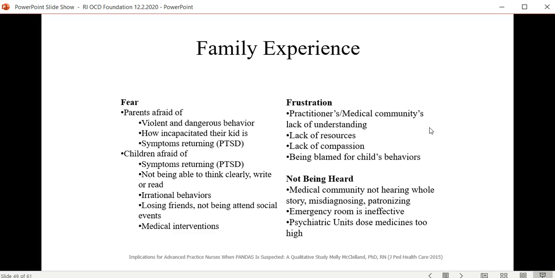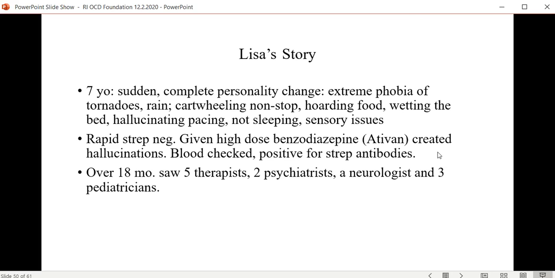But one kid had to stop. He had worried so much about his mother's whereabouts that as he ran down the field, he had to stop and find her visually on the sidelines, and he couldn't continue to play football. As practitioners, very few of us treat this disorder. You're being blamed by them. Mothers get told it's your anxiety, go home and behave. And they're misdiagnosing, and psychiatric units dose medicines way too high and knock your kid out.